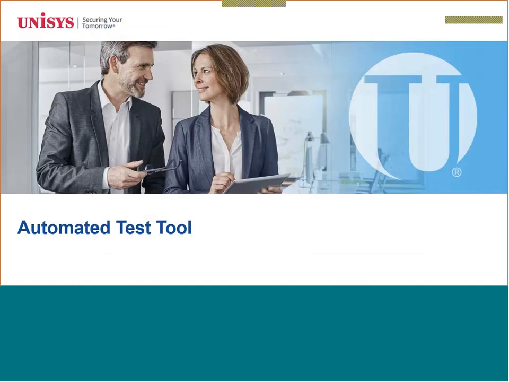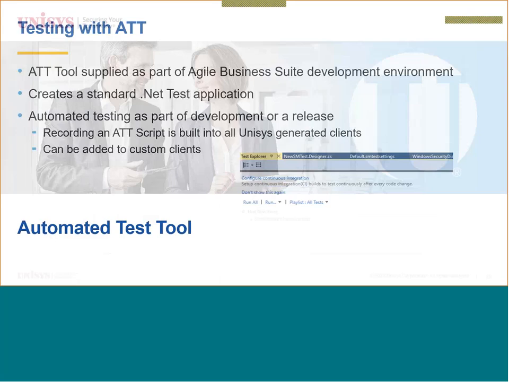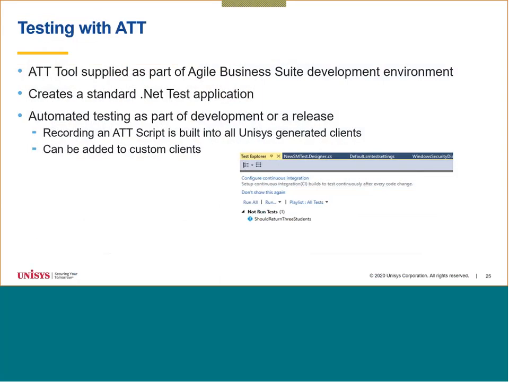Now, actually Gary mentioned this, the automated test tool. It's built into Agile Business Suite, so if you're using Agile Business Suite now, you've already got it. It creates a standard .NET test application. So if you're used to C# and writing test clients or whatever, it looks exactly the same as the code that's for C#. ATT basically generates all the code for you. So it's a good way of automating your testing.